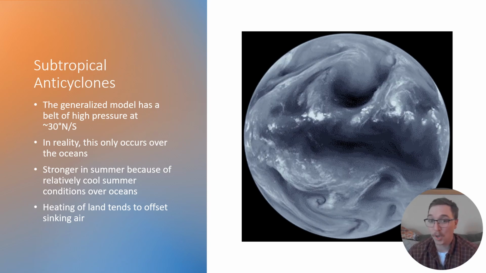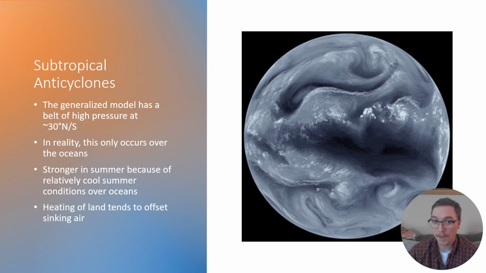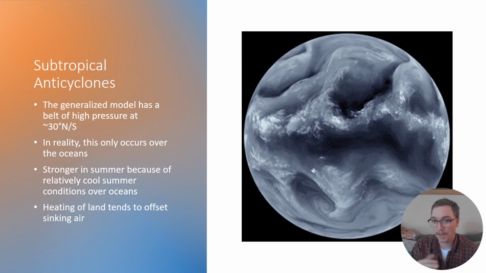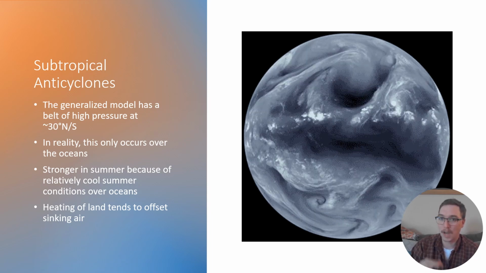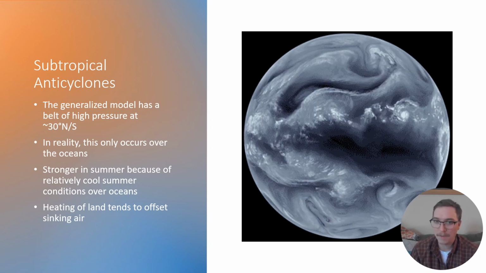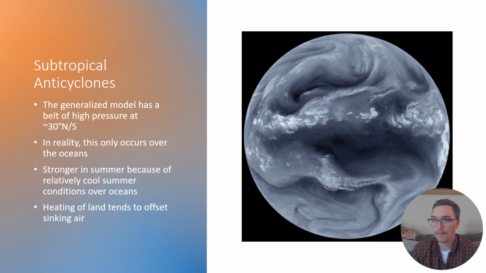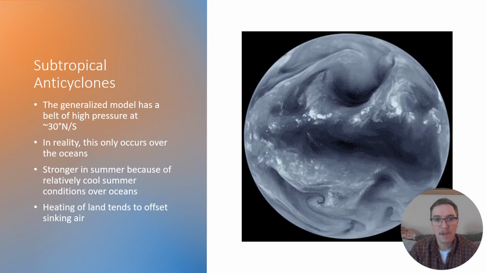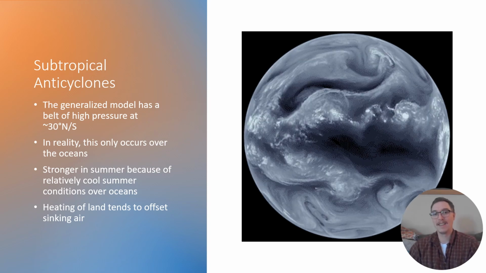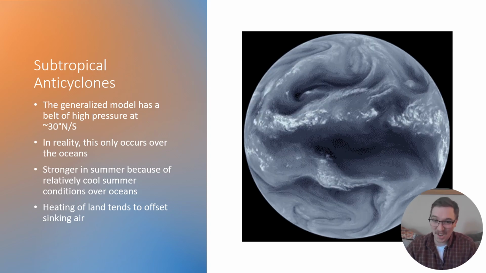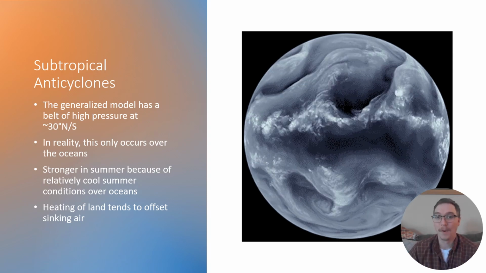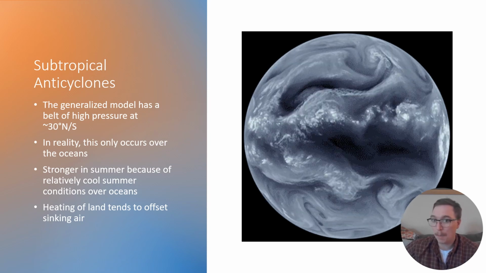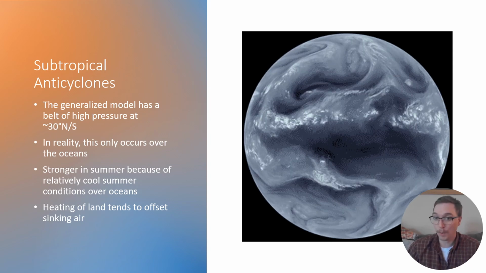During the summer, they're a lot stronger because of relatively cool conditions over oceans. So you again get that kind of stratification within your lower atmosphere, which can lead to differences in how air is moving about the troposphere. And heating of land tends to offset that sinking air. So we don't really get these big dominant high pressure systems that set up over land the same way they set up over water.